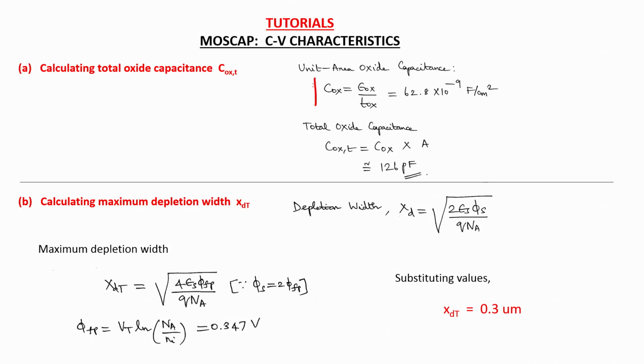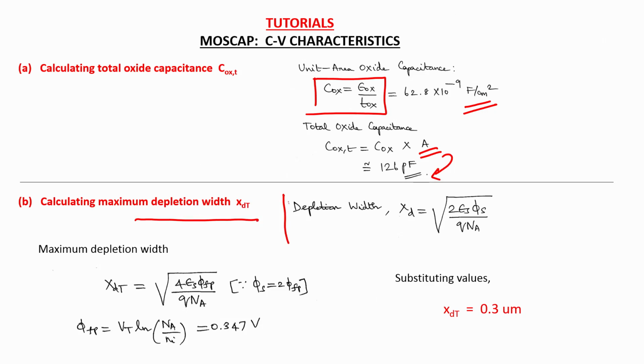So it's very straightforward that Cox is epsilon ox over tox, and this is the unit area capacitance. The total capacitance is nothing but the product of the unit area capacitance and the total area of the device. So when you plug in values, you can see that it is 126 picofarads. And next we move on to calculate the maximum depletion width for the device.